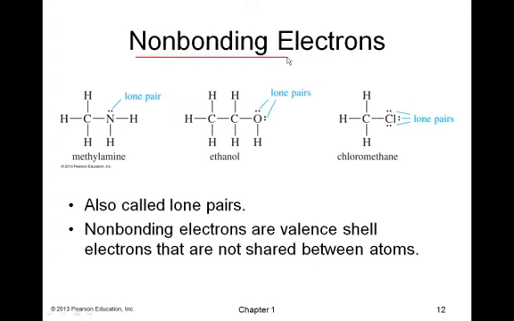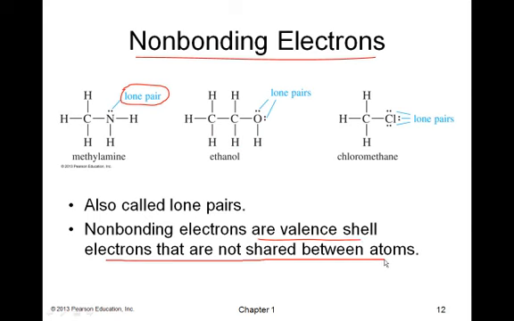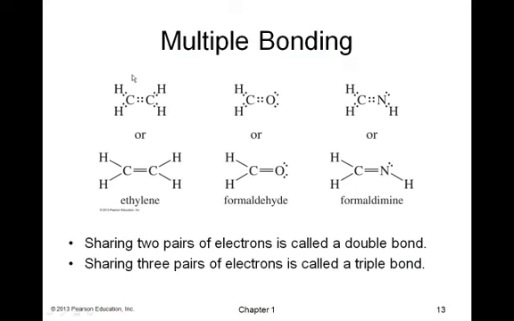So our non-bonding electrons are typically simply called lone pair electrons. And these again are valence shell electrons that were not used in the bonds. They were not shared between atoms. You can also have multiple bonds, such as a double bond or a triple bond in molecules.